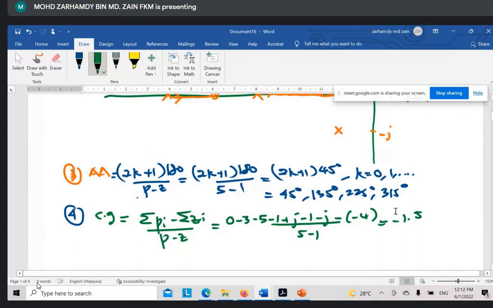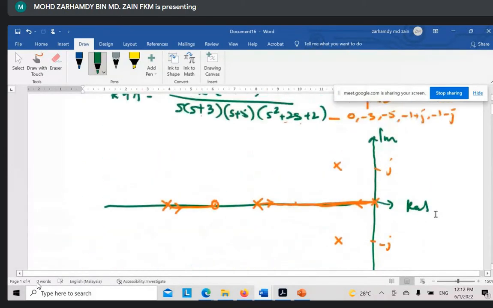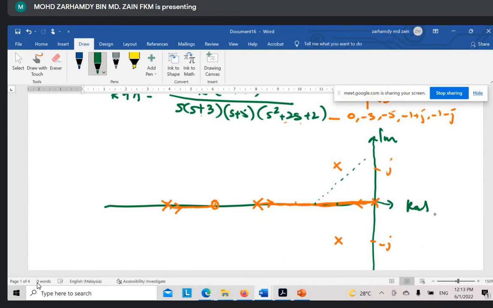So once you have this value of CG, we need to mark. So we have 1, 0. Okay, 1 here. 2, 1.5. So it's close to here. 1.5. So use your protractor and then try to make the boundary. Sekejap, ni macam salah ni. Boleh, betul tak? Betul. So we have this.